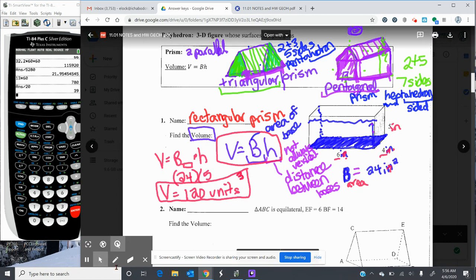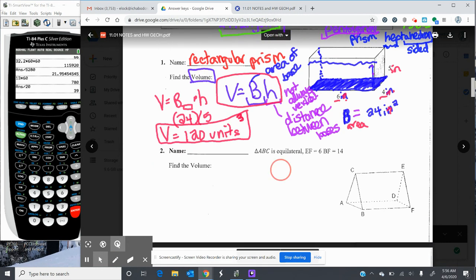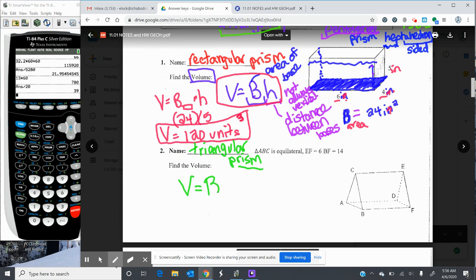Looking at number 2. Find the volume of this triangular prism. So here they tell you that triangle ABC, let's roll back a second. Let me fill in the blanks. This is a triangular prism. So since it's a prism, our volume formula goes volume equals capital BH. Well, since it's a triangular prism, the base shape is a triangle. So this capital B, we need to find area of the triangle.